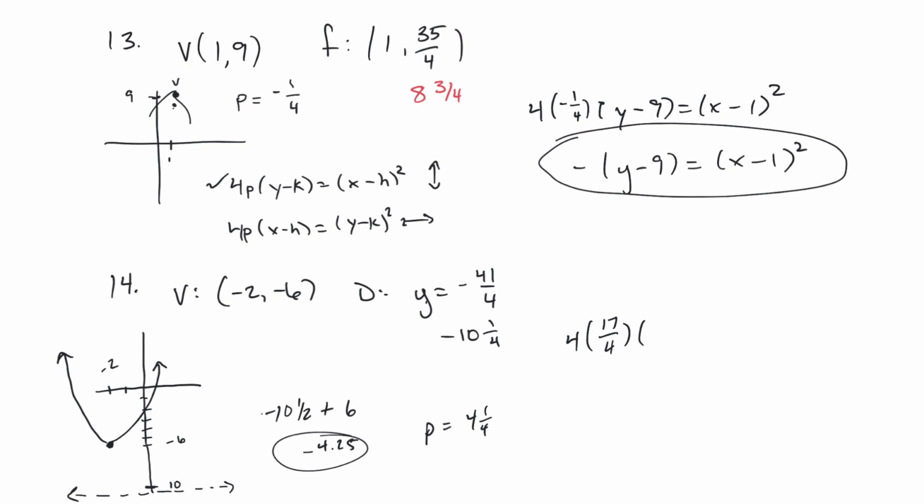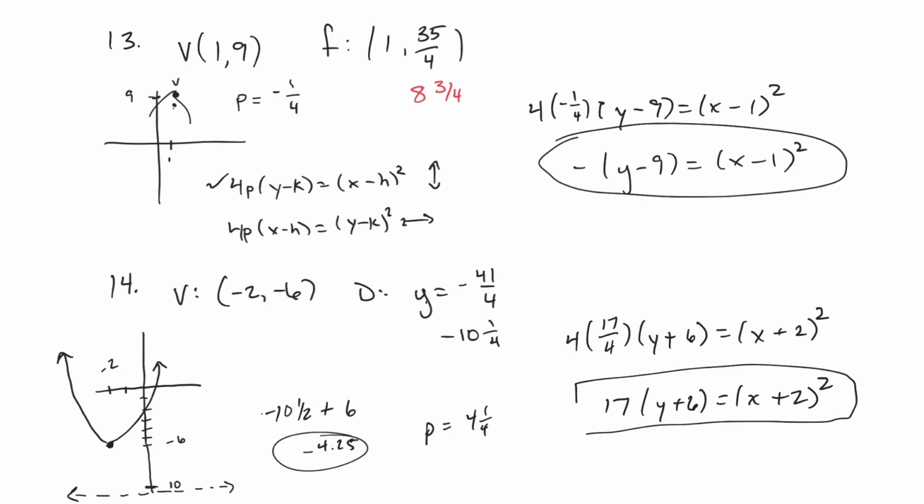Why would I choose that in this case? I can just cancel out the 4, so it makes my math really easy. X minus negative 2 squared. So we end up with 17(y plus 6) equals (x plus 2) all squared. And really, whichever way I put in p, if I had used a decimal or anything else, this still would have worked out to be pretty easy to get 17.